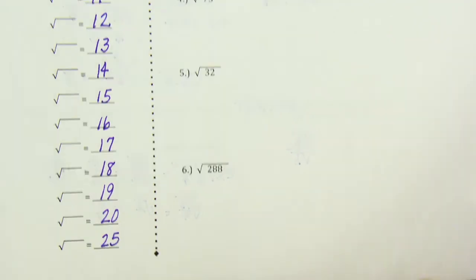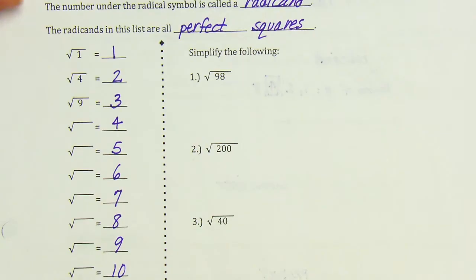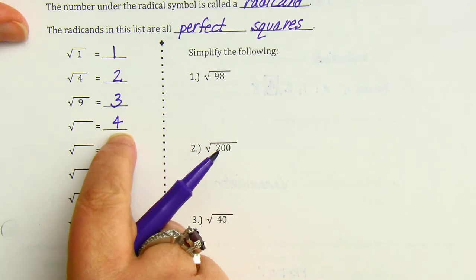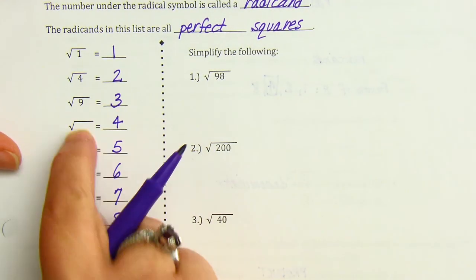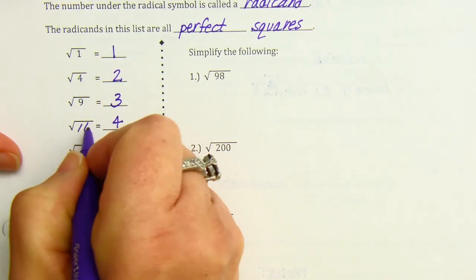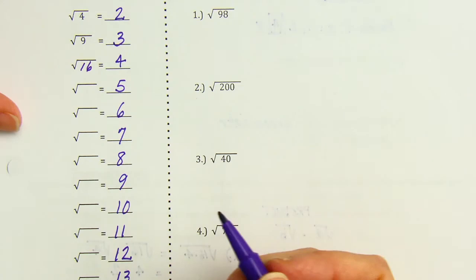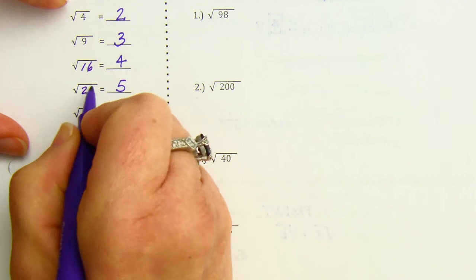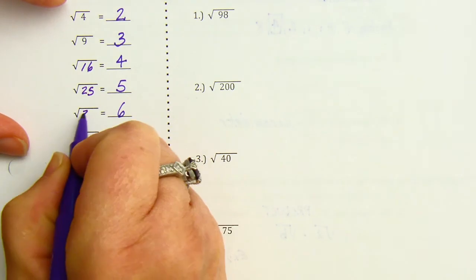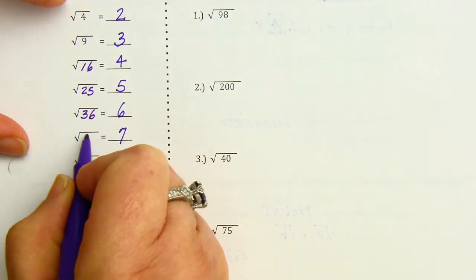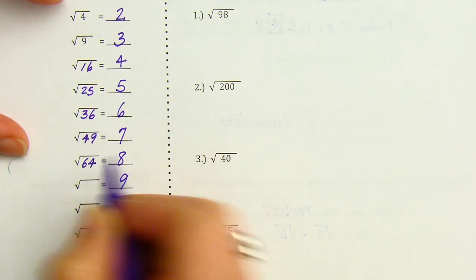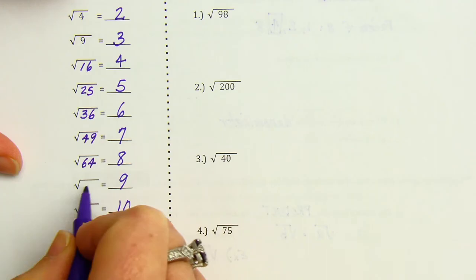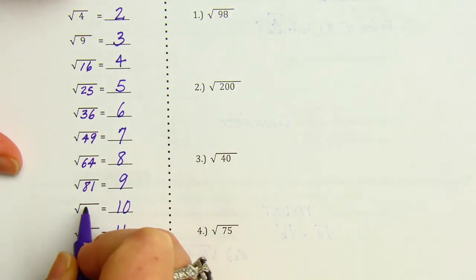All right, let's work backwards now. The square root of what is 4? Well, the square root of 16 is 4 because 4 squared is 16. 16 is my square. It's a 4 by 4. 5 squared, 25. 6 squared, 36. 7 squared, 49. 8 squared, 64. 9 squared, 81. 10 squared, 100.